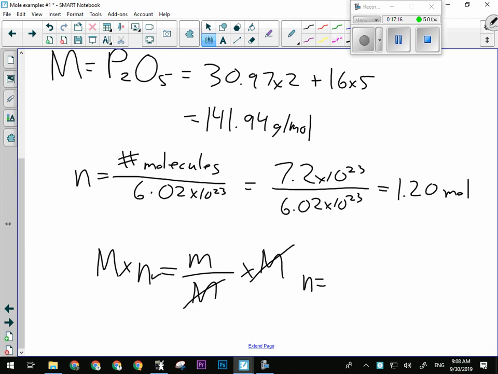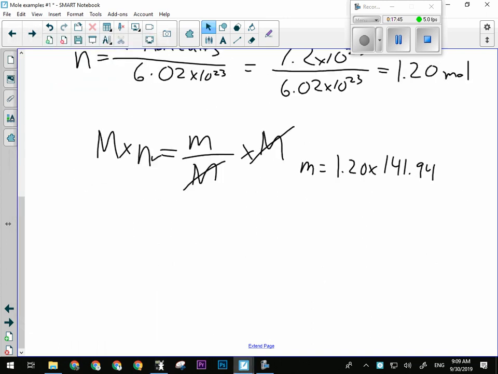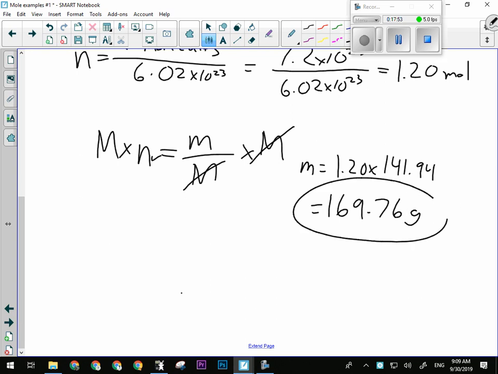Okay, that will equal 1.20 times 141.94. Okay, so we have 169.76 grams of diphosphorus pentoxide. Okay, that one would be a 5-mark question for sure.